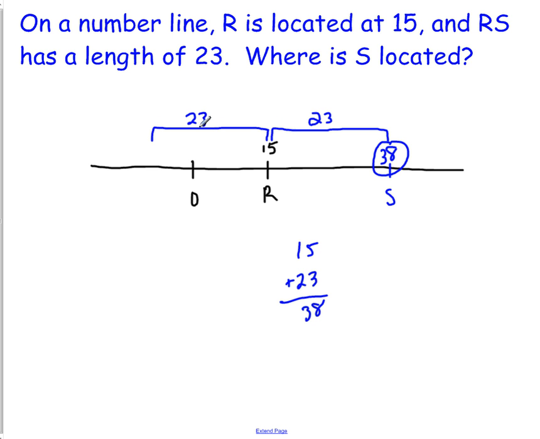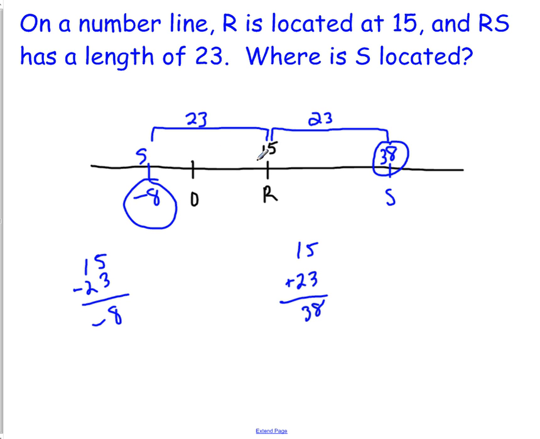Well, that's going to get us a different answer. This would end up being 15, and then we're going 23 in the negative direction, so it'd be 15 minus 23, which gives us negative 8. So s could be at 2 different spots. It could be either at negative 8 or positive 38. This type of question actually has 2 potential answers, and in this case, it's negative 8 and positive 38.